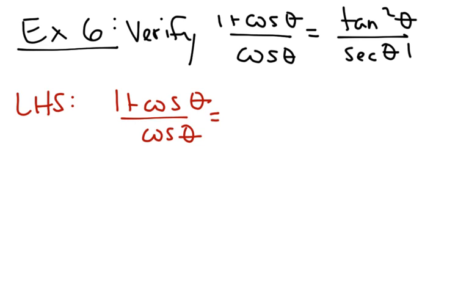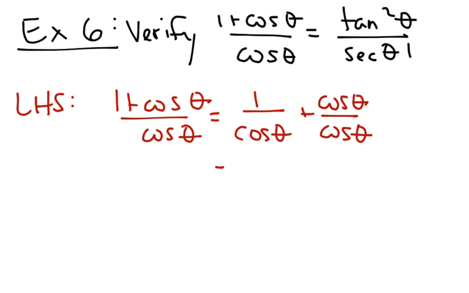Well, I can separate that into two fractions because there's a single quantity in the denominator. So I can write it as 1 over cosine plus cosine over cosine. That's going to simplify into secant theta plus 1. Now I'm going to go and work on the right-hand side.